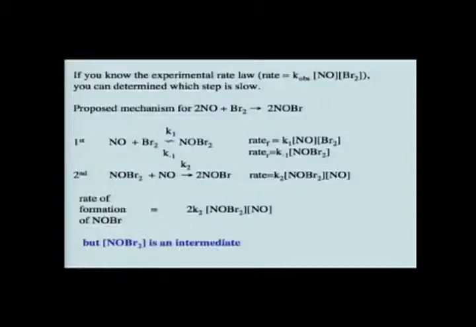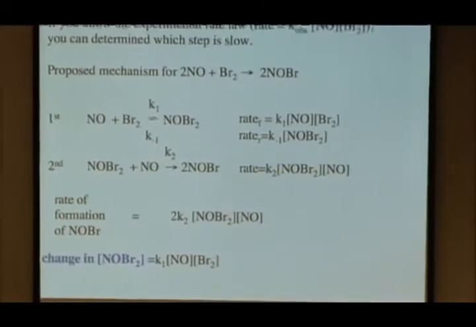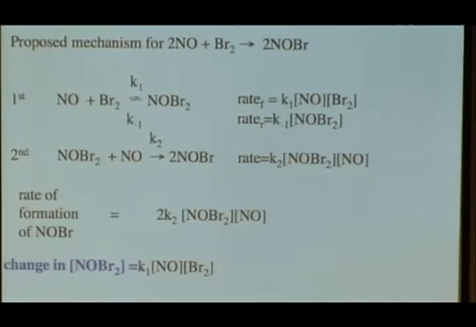So we have our intermediate, and we're going to solve for it in terms of products and reactants. So we're going to write the change in the concentration of that intermediate. The intermediate is being formed in the first step, so we first write the rate at which it's being formed. That's k1 times NO times the concentration of Br2. So this is how it's being formed.